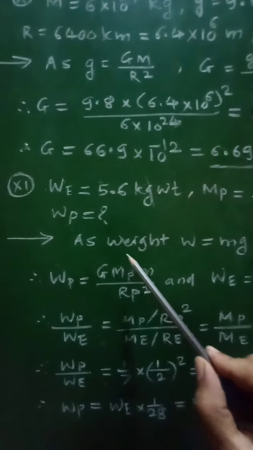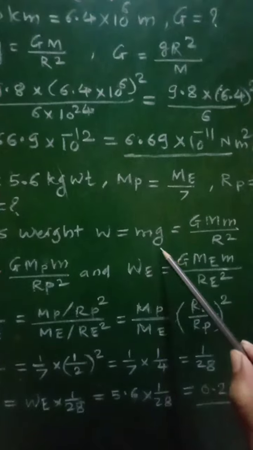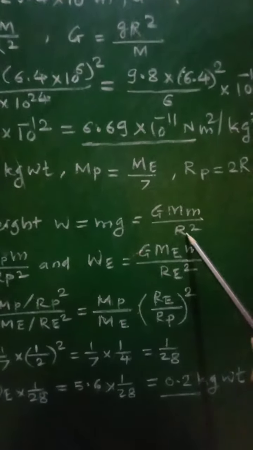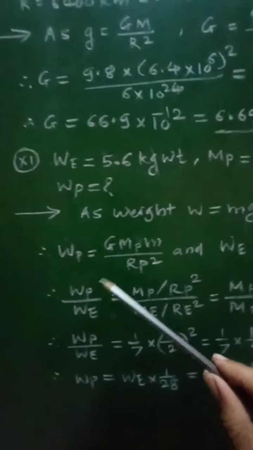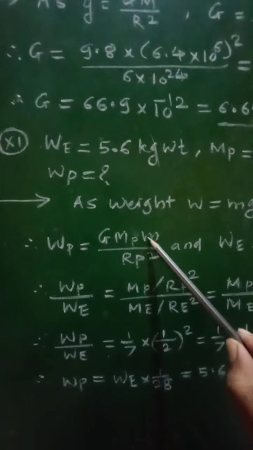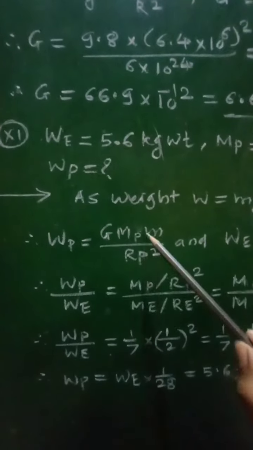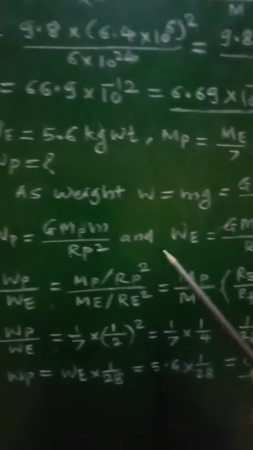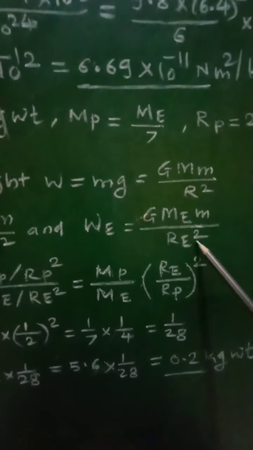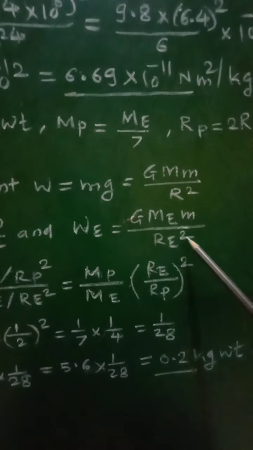So we know the formula as weight W is equal to product of mass and gravity, that is W is equal to mg, that will be equal to GMm upon r square. Therefore we can write WP equal to GMPm upon RP square, and WE is equal to GMEm upon RE square.